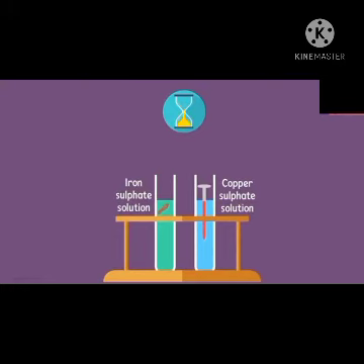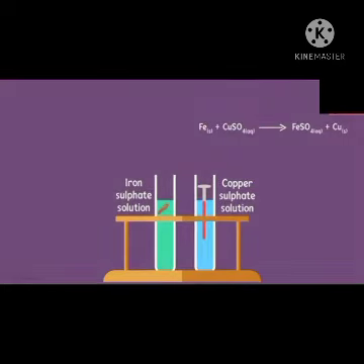In which test tube has a reaction taken place? The reaction has taken place in the test tube containing iron nail. How did you recognize that reaction has taken place? That is because blue color copper sulfate solution has turned colorless. What is the type of reaction? It is a displacement reaction.